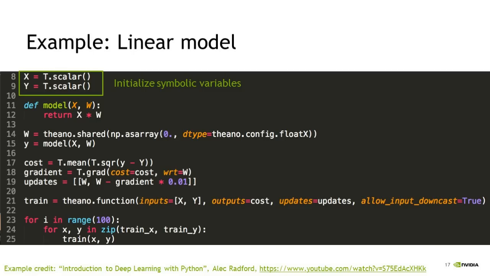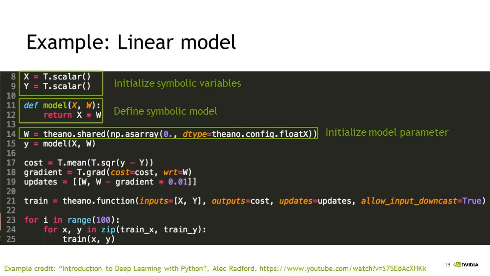So to implement our linear model, we first need to initialize symbolic variables as before. So we need a variable for x and a variable for y, and these are scalars. We then define our symbolic expression for computing y. In this case, we actually define that as a Python function itself. And then at the next step, we initialize this w model parameter.